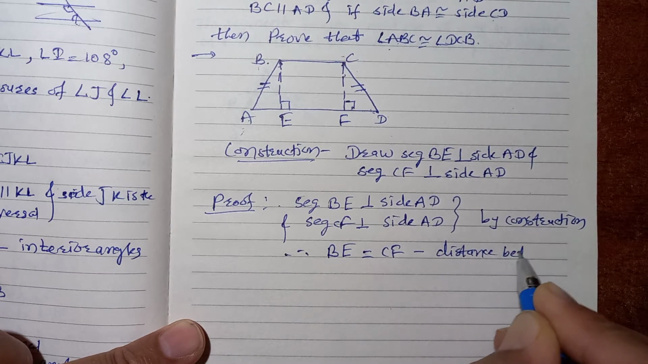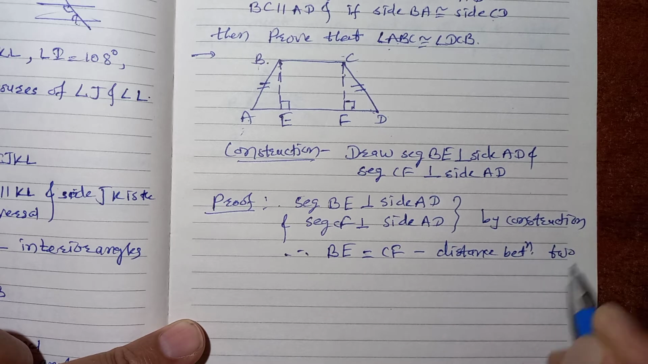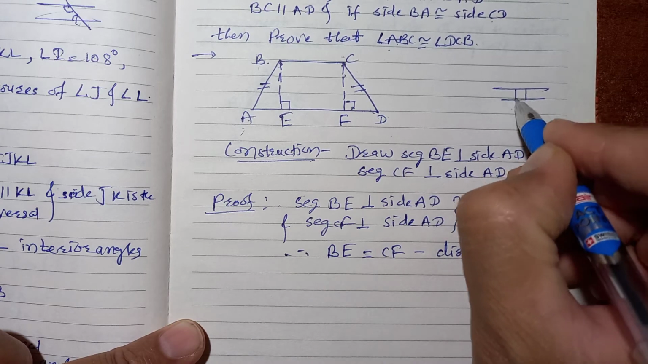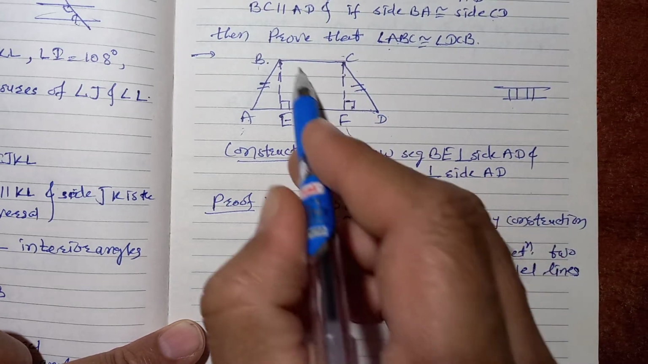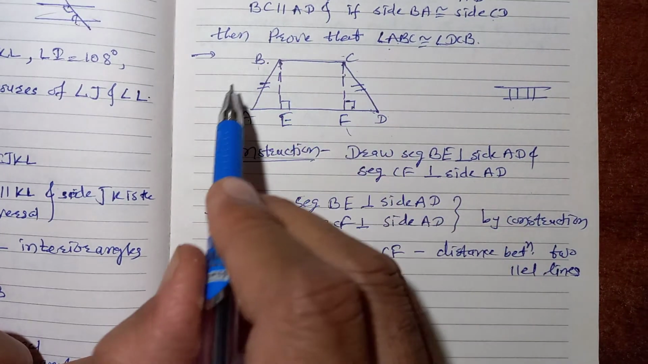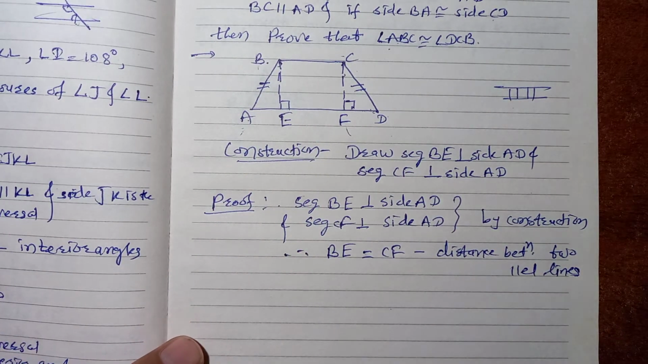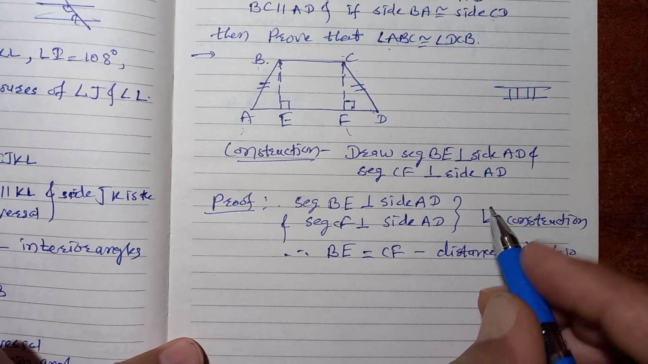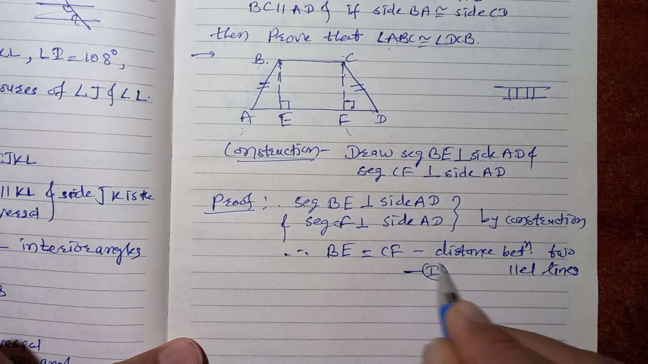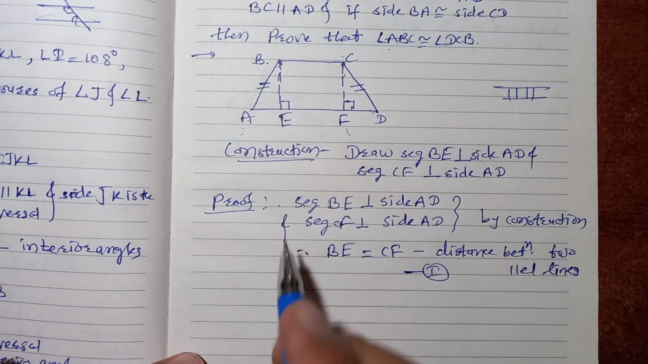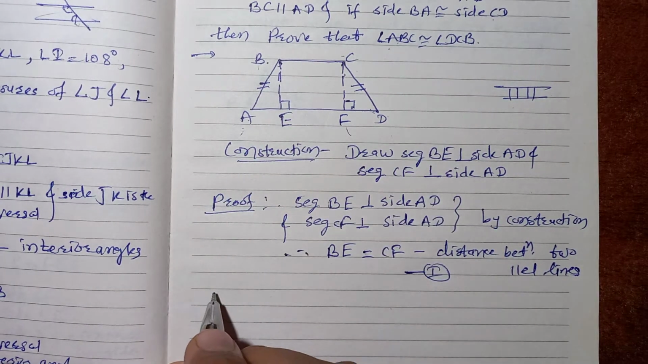Here we can say distance between two parallel lines. We know if two parallel lines are like this, then these distances are the same. So this is the distance between two parallel lines, BC parallel to AD, and this is perpendicular. Suppose this is first one. Okay. So then in triangle BEA, this is perpendicular, no?